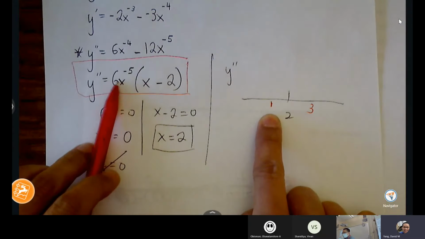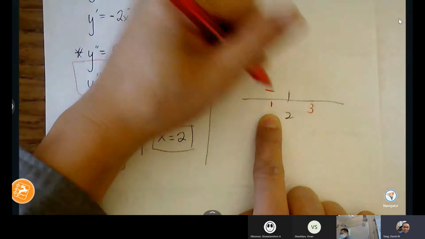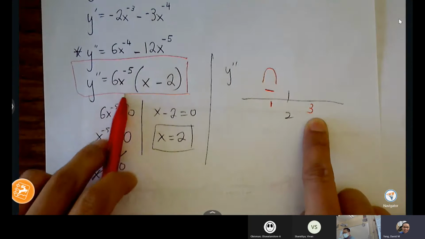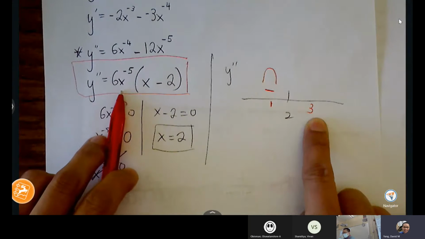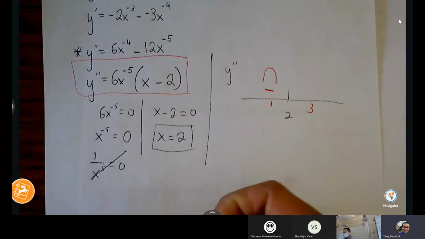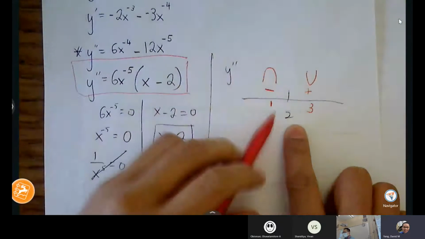6 times 1 to the negative 5 is still positive. Positive times negative is negative. Plug 3 in, 6 times 3 to the negative 5. That's going to be a really small decimal number, but still positive, times 3 minus 2, which is positive. So multiply two positives, we still get a positive. So yes, point of inflection because there's a change in sign.